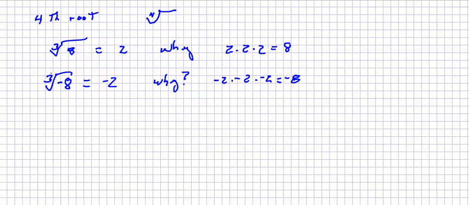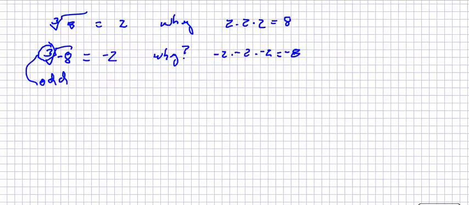So when we're looking at cube roots, fifth roots, whatever, you can have negatives. If this number is odd, we can take the root of a negative number. All right, let's look at a few quick examples.